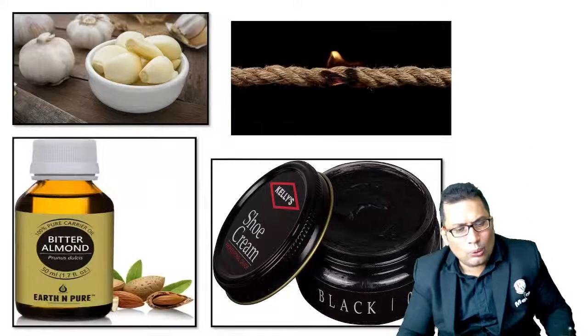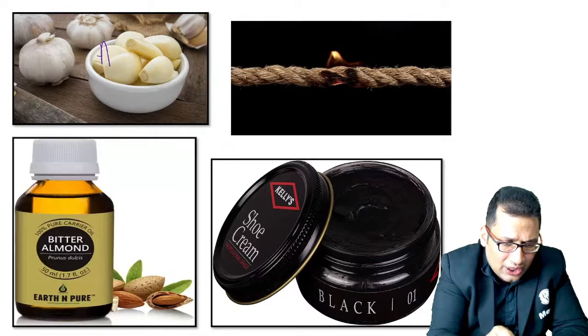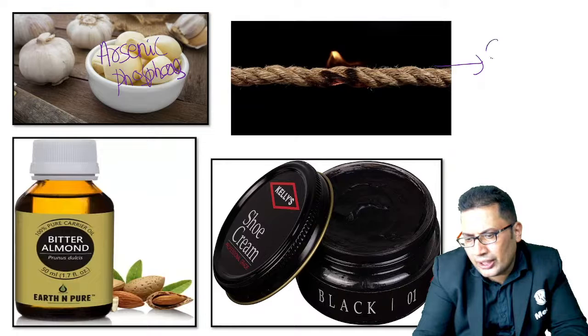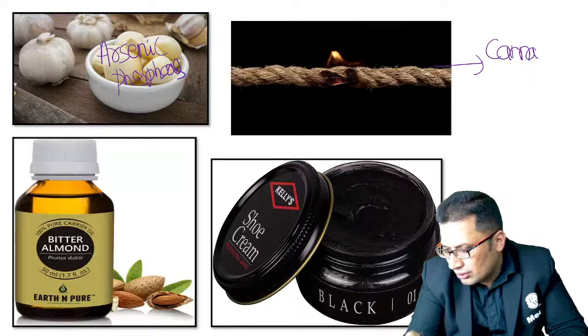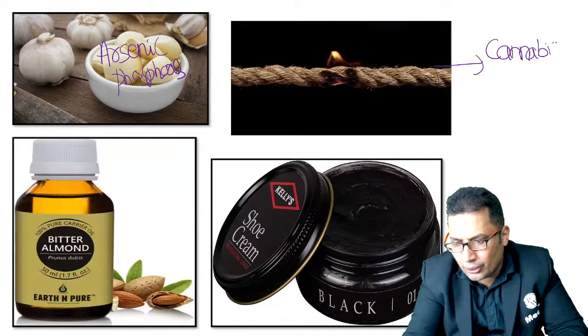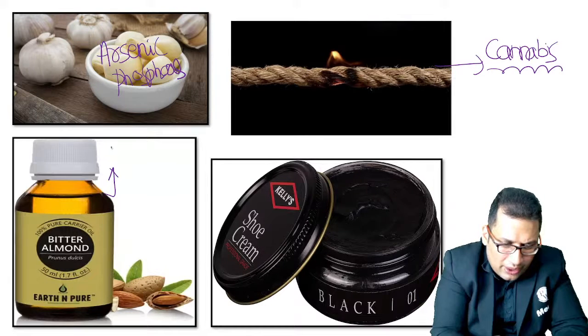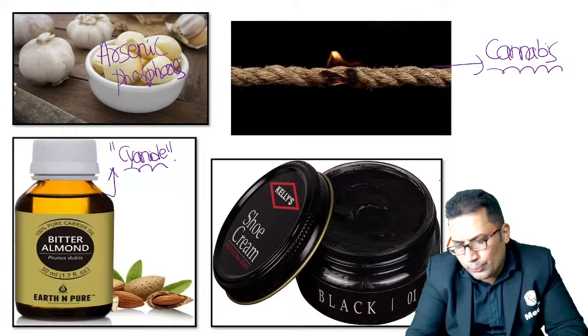So just to conclude, a different smell that is very commonly asked: garlic smell. The answer should be arsenic and phosphorus poison. Burnt rope smell in case of cannabis poison. Bitter almond in case of cyanide poison. And shoe polish smell is seen in case of nitrobenzene poison.